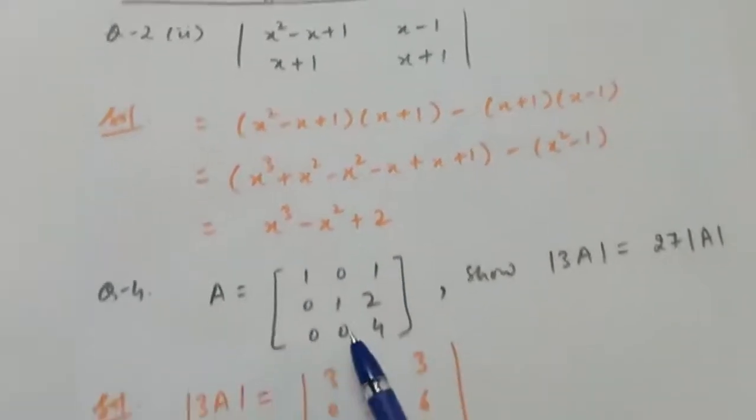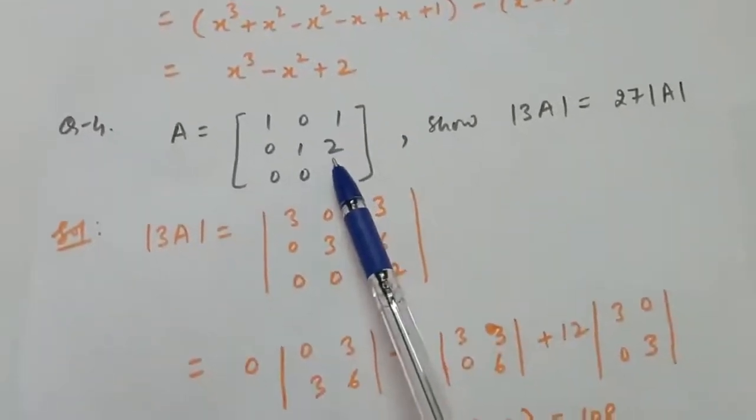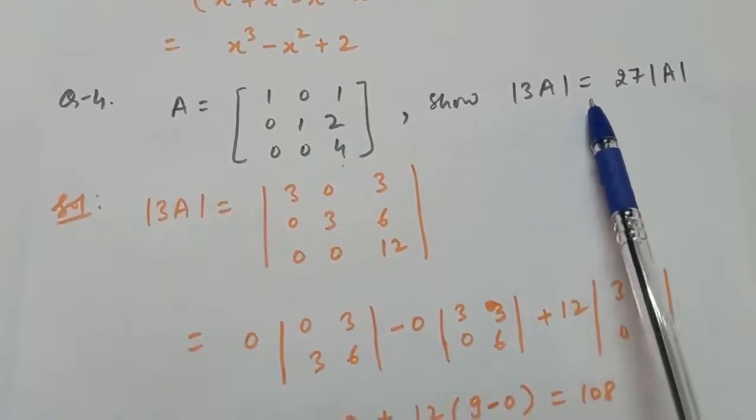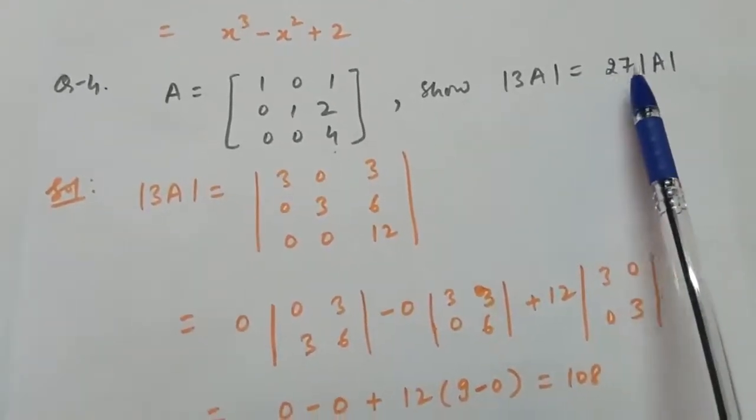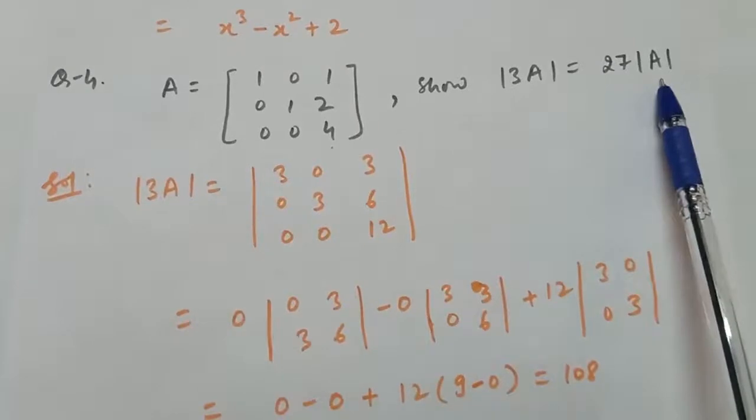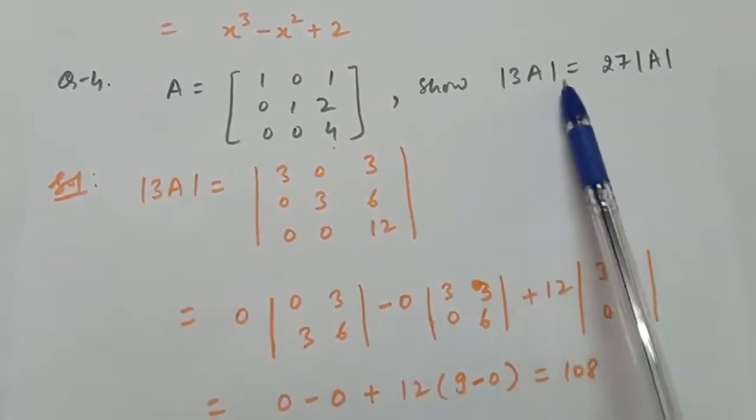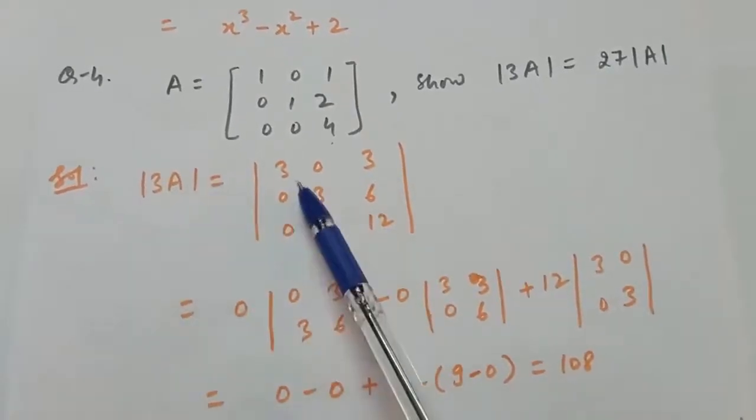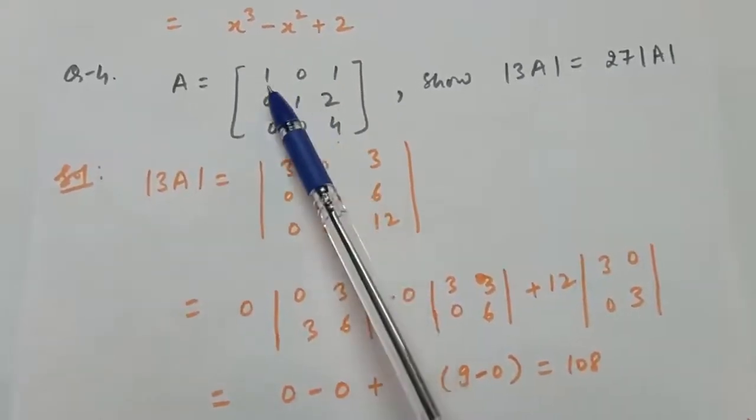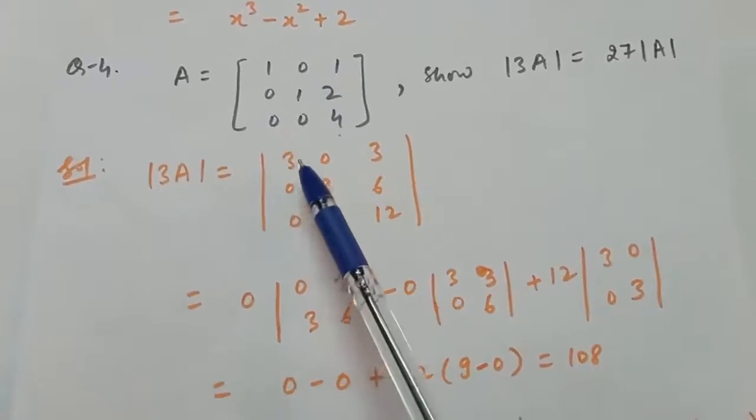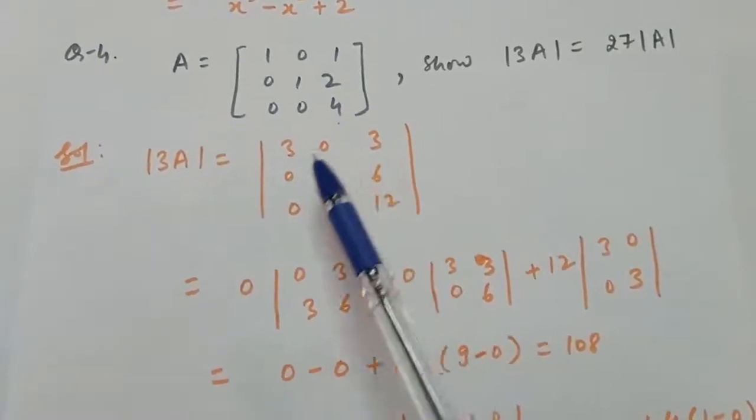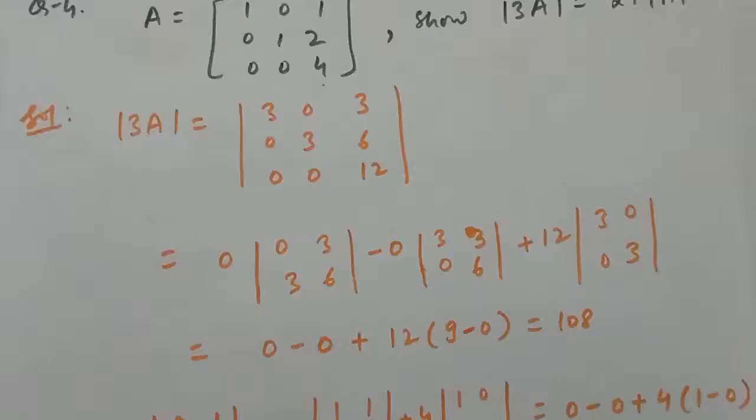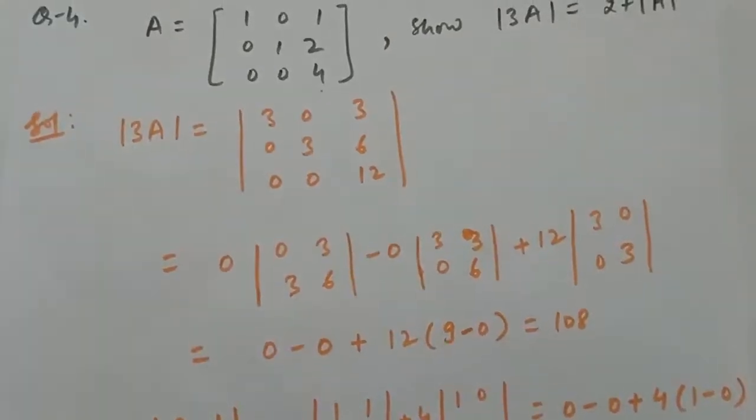Now question number 4 is, if A is the matrix this, show that determinant of 3A is equal to 27 into determinant of A. So first of all we will find the determinant of 3A. So determinant of 3A will be determinant of, multiply all the elements of A with 3. So you will get 3, 0, 3, 0, 3, 6, 0, 0, 12. Now expand this determinant using any row or column.